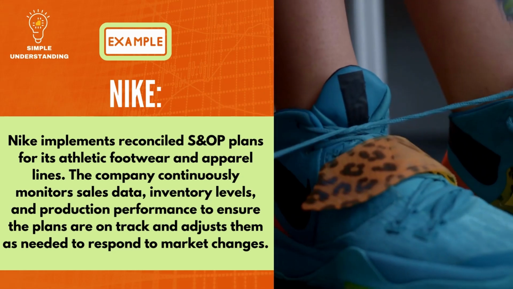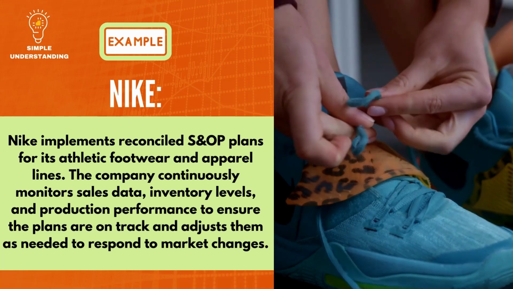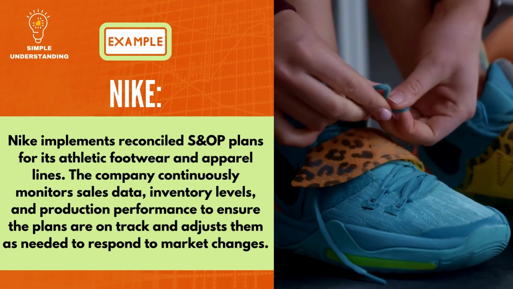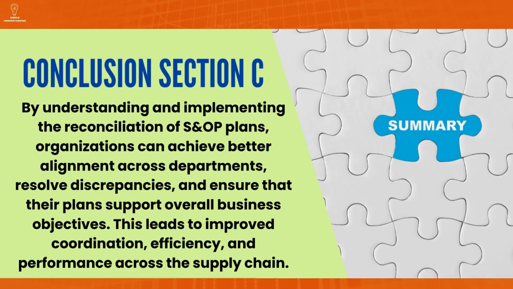The company continuously monitors sales data, inventory levels, and production performance to ensure the plans are on track and adjusts them as needed to respond to market changes. Conclusion: by understanding and implementing the reconciliation of S&OP plans, organizations can achieve better alignment across departments, resolve discrepancies, and ensure that their plans support overall business objectives. This leads to improved coordination, efficiency, and performance across the supply chain.